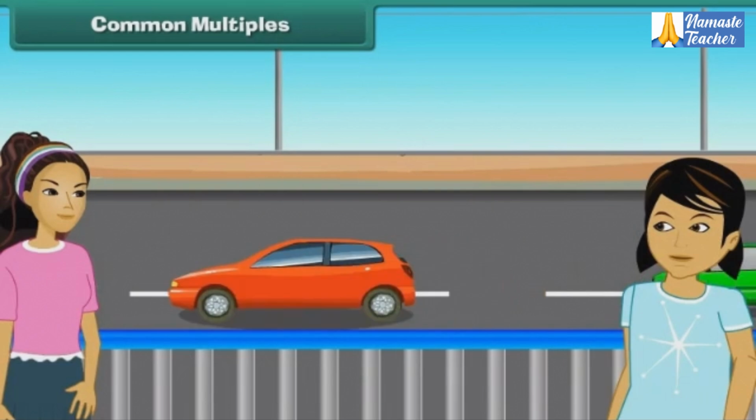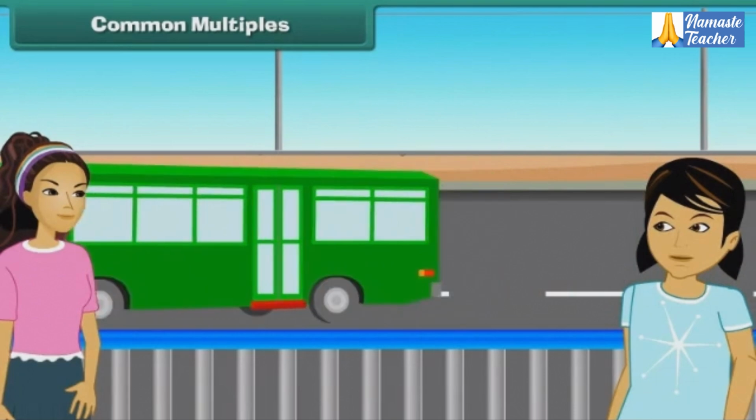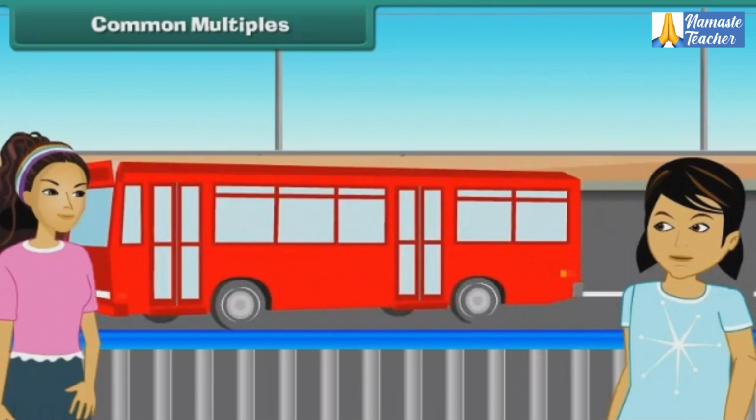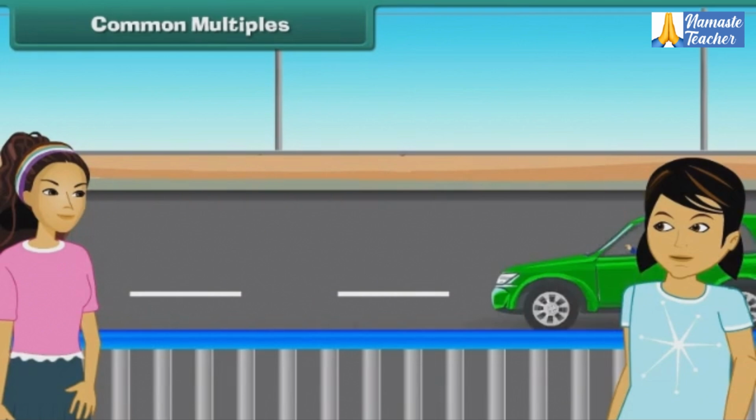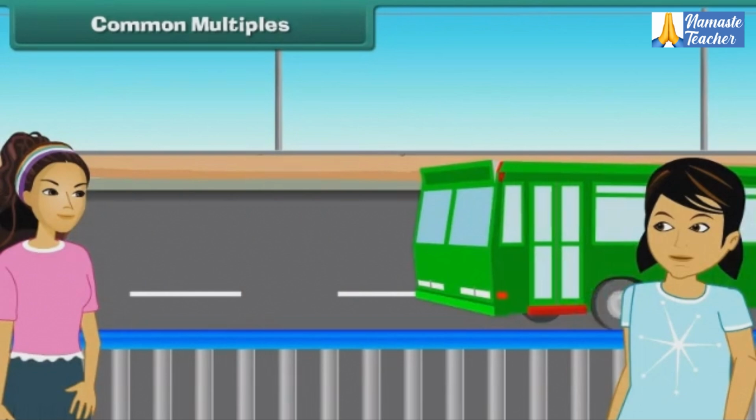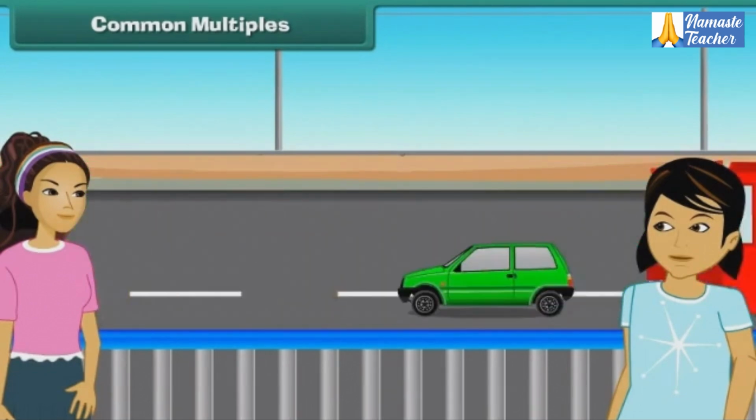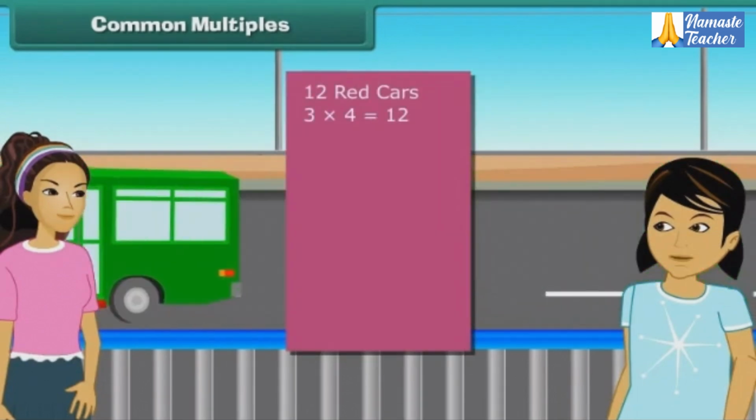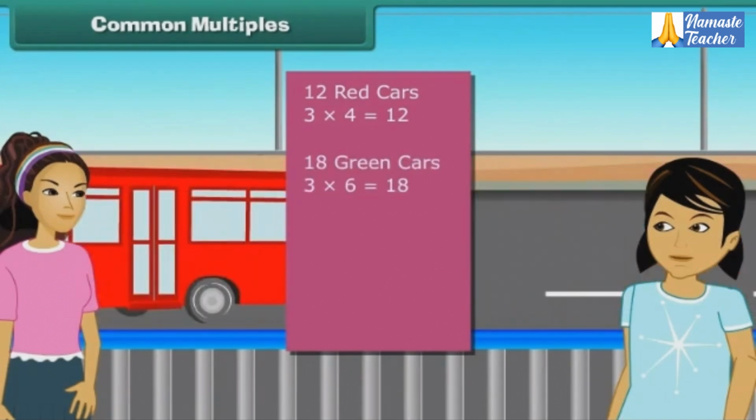Common multiples. Reema and Prerna are playing a game. Reema will count the number of red and green cars on the road. She will try to express them as multiples of 3. Prerna will count the number of red and green buses on the road. She will try to express them as multiples of 6. Reema observes 12 red cars and 18 green cars. She expresses them as 3 multiplied by 4 is equal to 12. 3 multiplied by 6 is equal to 18.